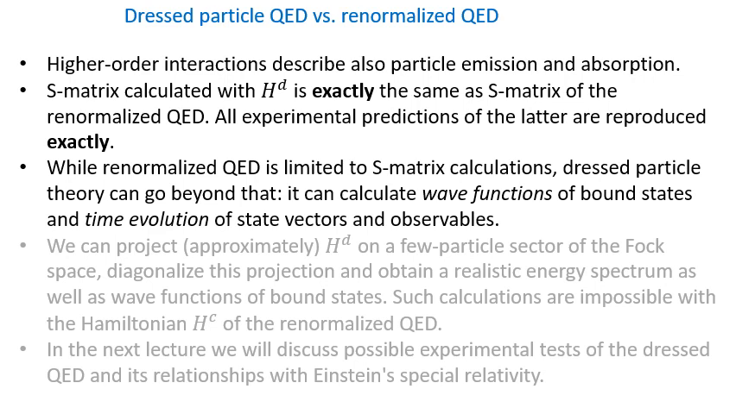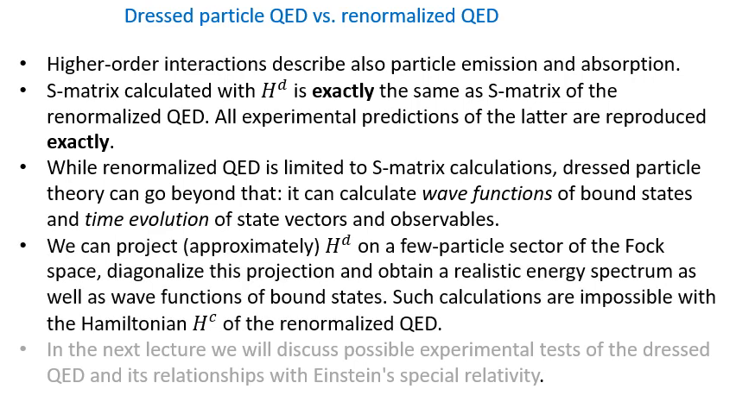But the real advantage of the new theory is that it can go beyond the S-matrix. In particular, it can calculate the time evolution of state vectors and observables, as well as wave functions of bound states. To get these wave functions, the dressed Hamiltonian can be projected, approximately of course, on a selected few-particle sector of the Fock space and diagonalized there. So the problem of bound states is solved just as easily as in non-relativistic quantum mechanics.